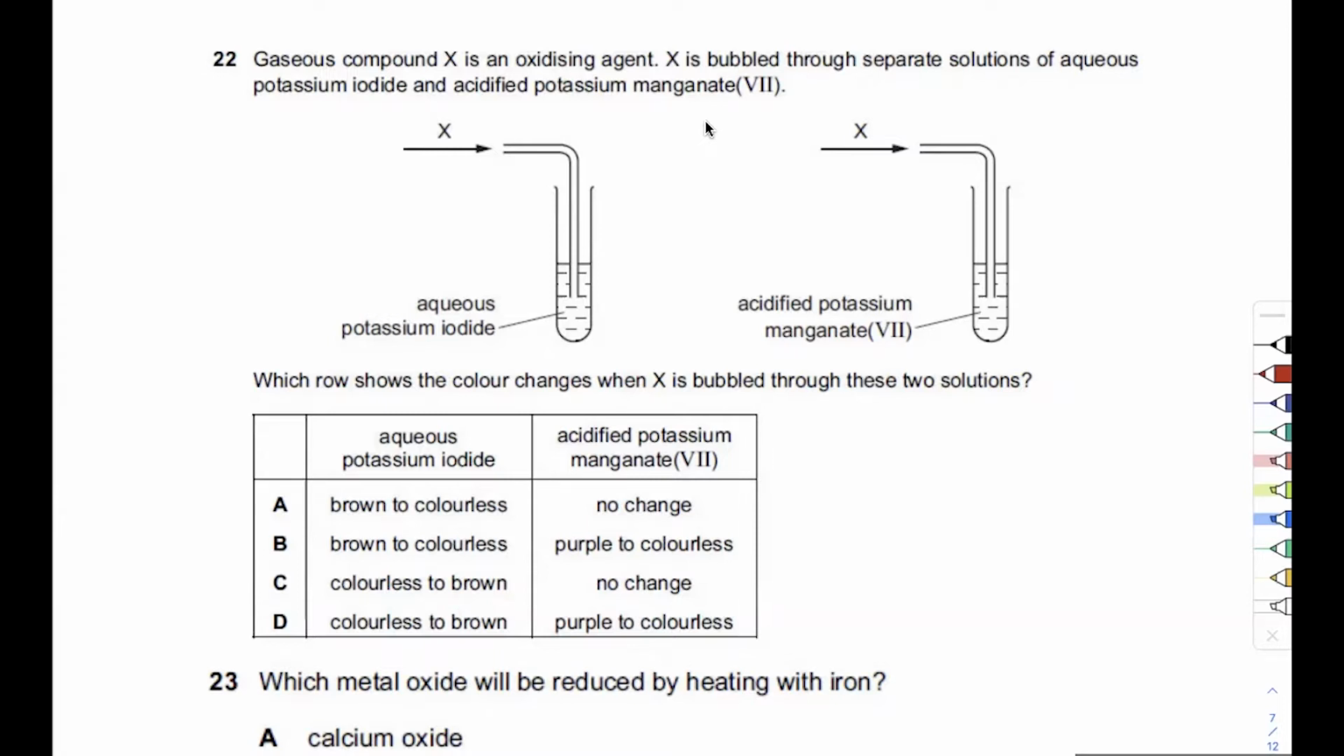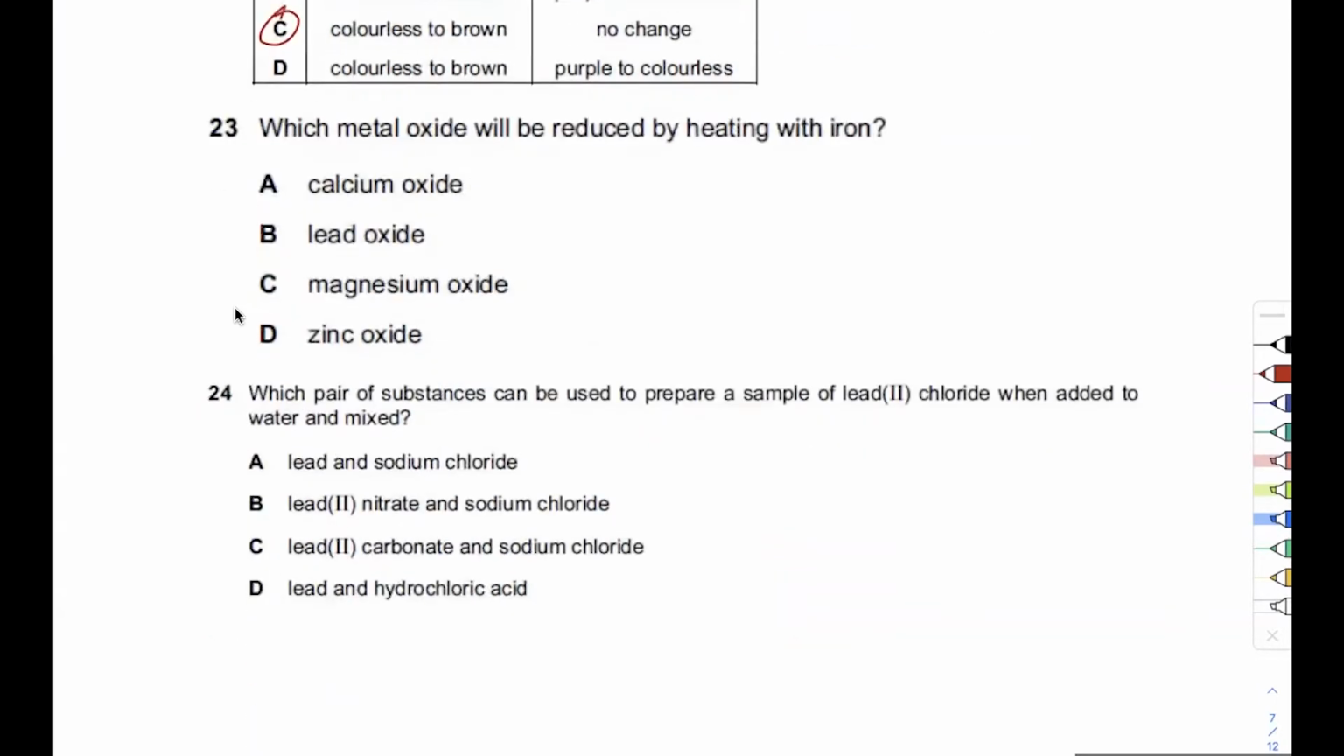Now let's see. We have an oxidizing agent, so it must react with iodide, but not with manganate. Okay. So with iodide goes colorless to brown. Yes, that is C or D. And with the other, no change. So that is C. So the answer that I'm looking for is C. Does that make sense? If you have any question, feel free to unmute yourself at any time and ask.